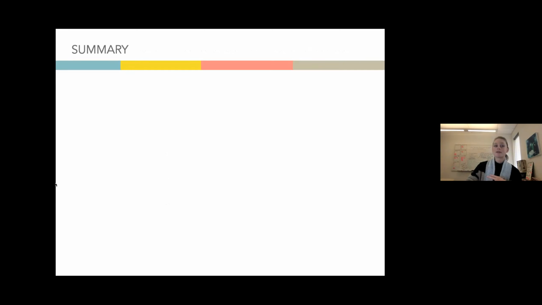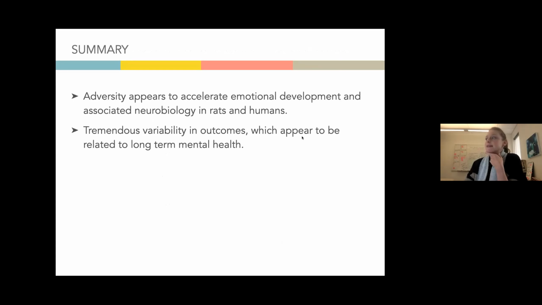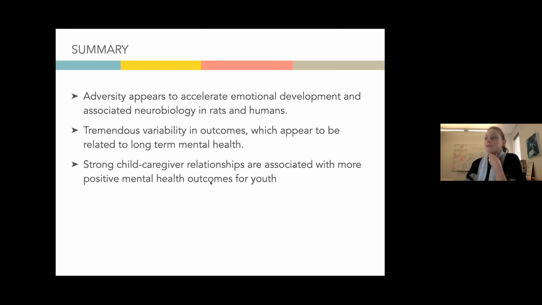So to summarize this part of the talk then, adversity seems to accelerate emotional development and associated neurobiology in rats as well as in humans. And this is a limited window here that we're looking at these effects, but we do see it across many different studies, particularly looking at this system of amygdala and threat and fear learning. But as I've mentioned, there is tremendous variability in the outcomes, and these appear to be related to long-term mental health. And in particular, strong child caregiver relationships are associated with more positive mental health outcomes for youth, particularly youth who've been adopted or who've experienced caregiving adversity in early life.